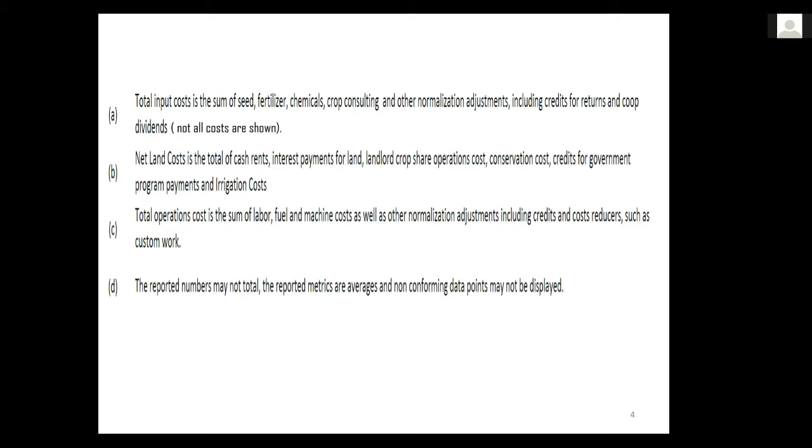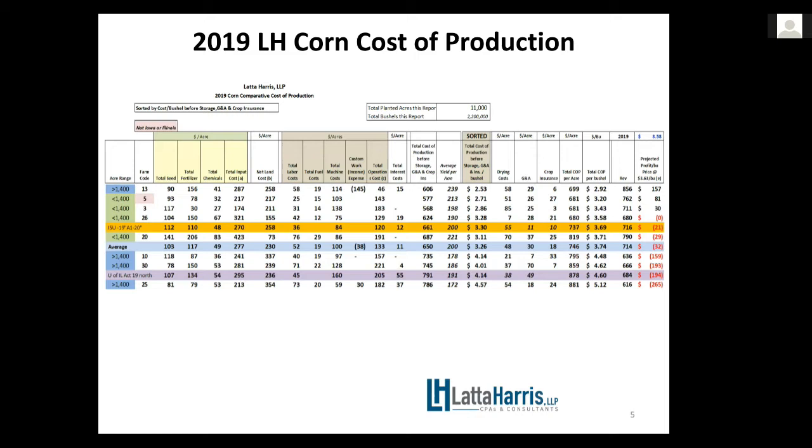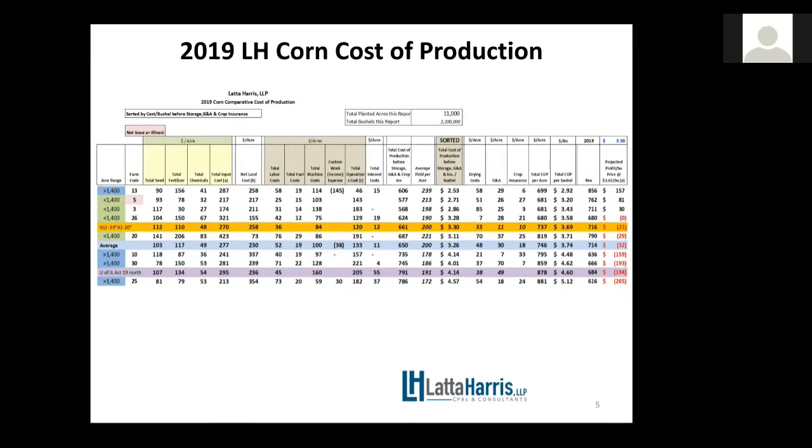So on the screen here is a grouping of numbers from a number of our clients at Latta Harris, and we try to display the number by the farm code. So if you were participating in this, you would know what your code was, but that's all you would know. Look at the category of seed. You go from $78 to $141. That's a big spread. Same thing with the fertilizer costs, huge range, chemical costs, large range.